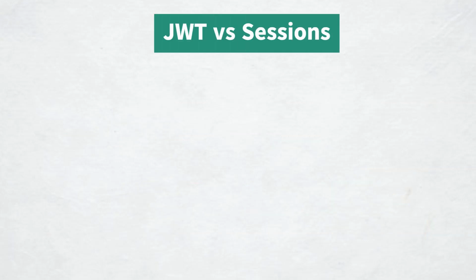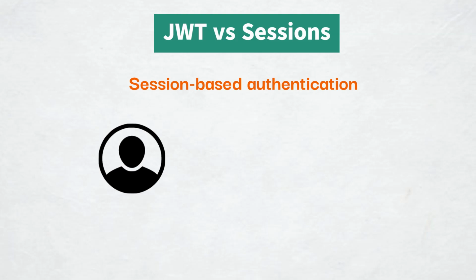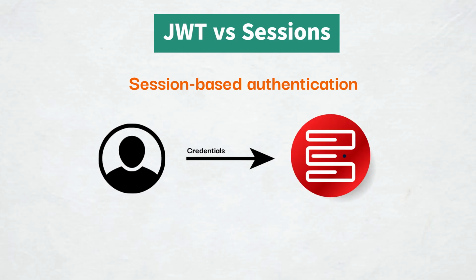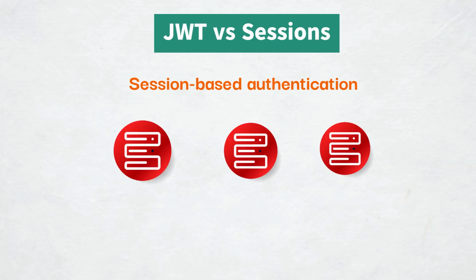Now let's see how JWT authentication is better than Django's built-in session-based authentication. So in Django's session-based authentication, when a user logs in, the server creates a session and stores it in the database. Every time the user makes a request, the server looks up the session ID in the database to validate the user. But as your app grows and you scale it across multiple servers, this becomes a problem. Each server needs to access the session database, which can slow down the performance.